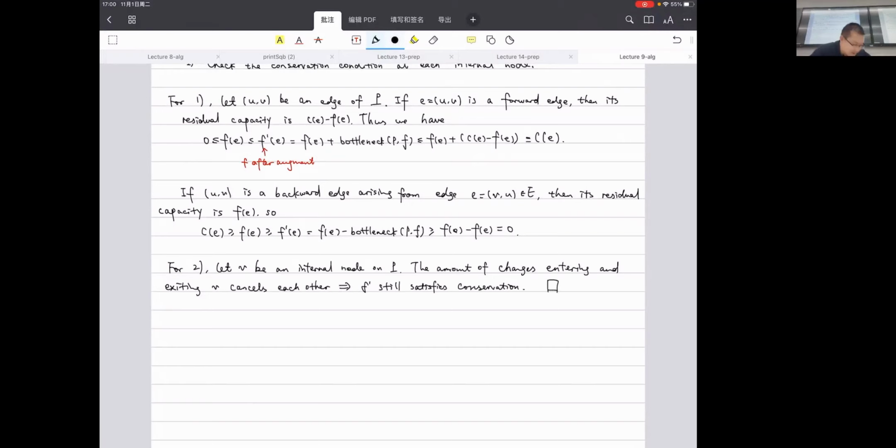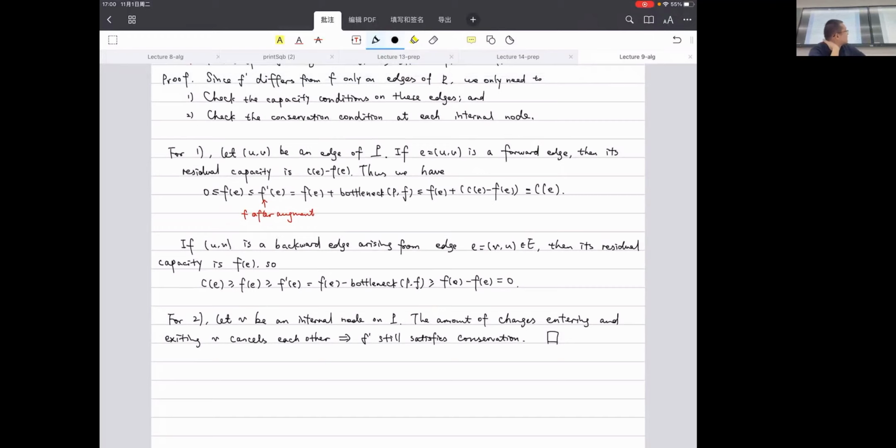For the second point, it should be relatively straightforward. For the conservation condition at the vertices in the middle, we consider this kind of augment, and we put the same value in and out at the same time. The amount entering and exiting is definitely going to cancel each other, so we still have this conservation condition here.